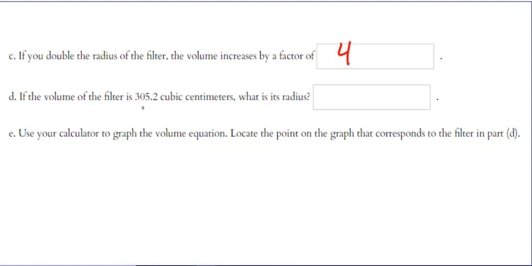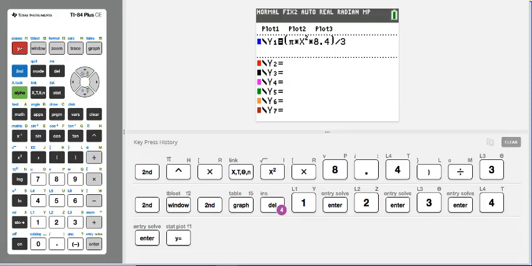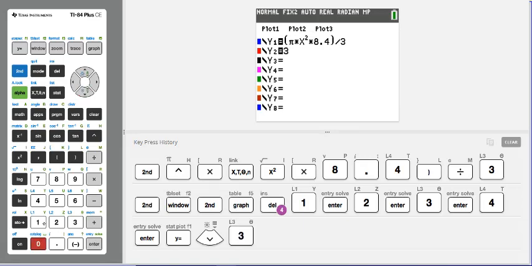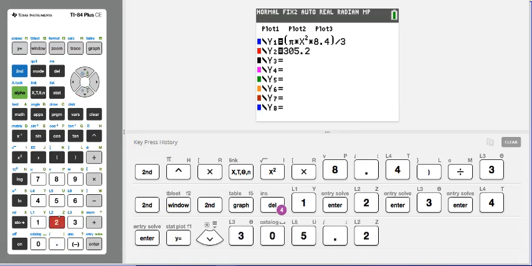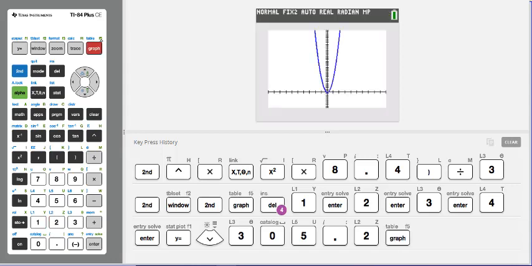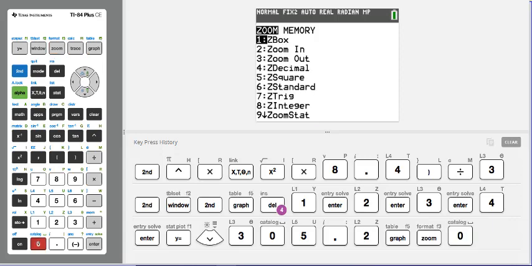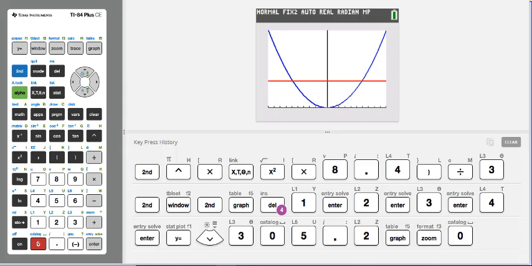If the volume of it's 305.2, what's the radius? Okay, so we've got 305.2. That's an output. They want to find the radius, right? So I just put that in, and I'm going to hit graph. I don't have a clue where it is. So I'm going to hit zoom 0, and I'm going to say, hey, fit it, right? So there's going to be a negative one over here and then a positive one over here. And what do I mean by negative? The x values over here at this intersection are negative. The x values over here are positive. And of course, distance can never be negative, so therefore we will always choose the one that's positive.